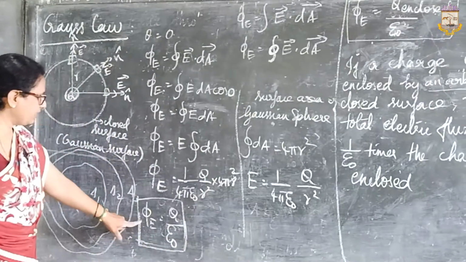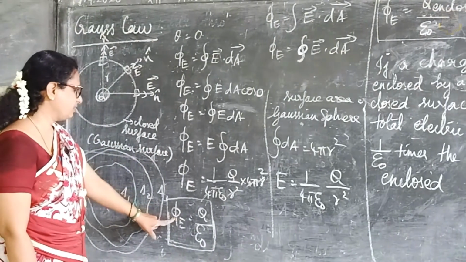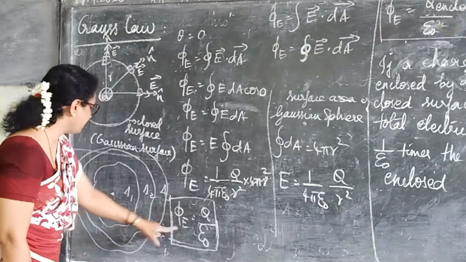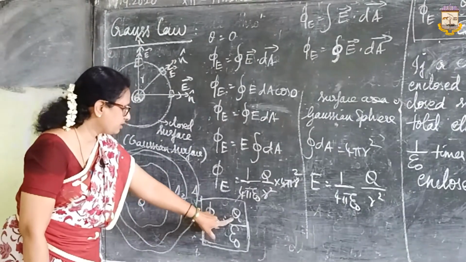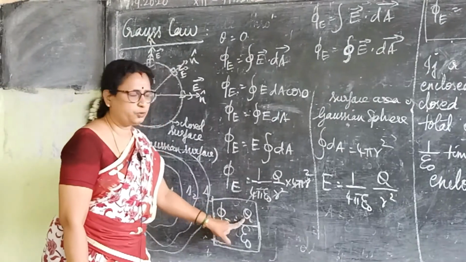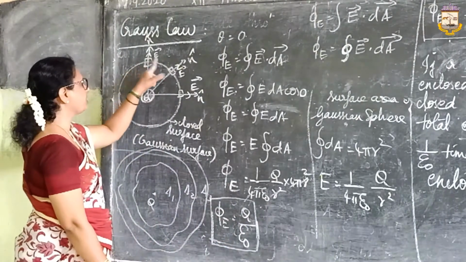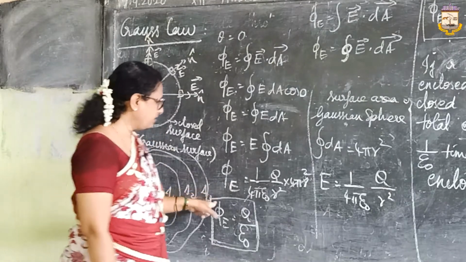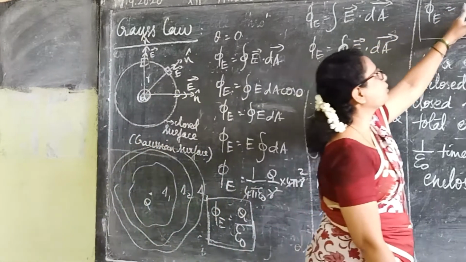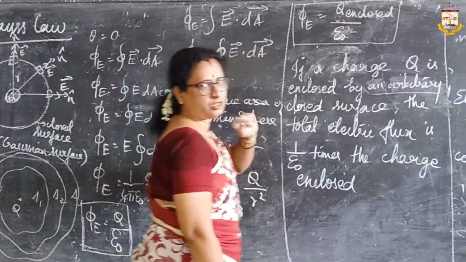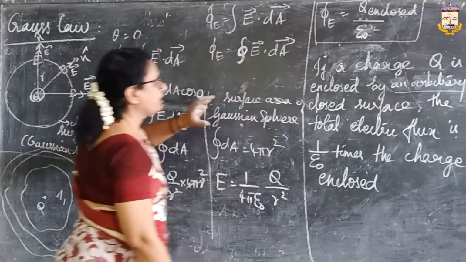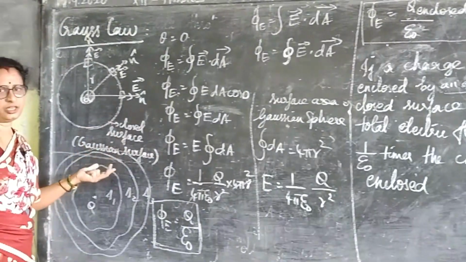So, this is the final expression for the electric flux through any closed surface. This is the Gauss law. Here this charge q is nothing but the charge which is enclosed by the Gaussian surface. So, we can write this expression as phi E is equal to q enclosed by epsilon naught. This is the Gauss law, and it can be applied for any arbitrary closed surface.